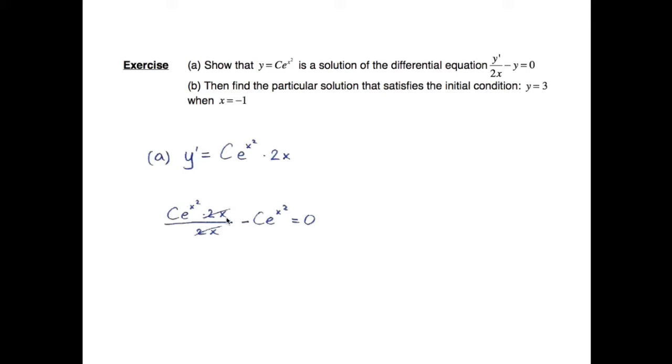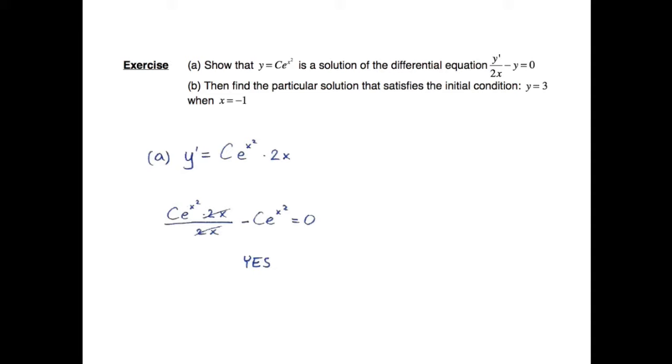This is y prime, I just found it, over 2x minus y, which is given, c times e to the x squared. And I observe that 2x cancel out, and then I'll have c e to the x squared minus c e to the x squared, so it's equal to 0, just like I was hoping. So I've shown that it is a solution.